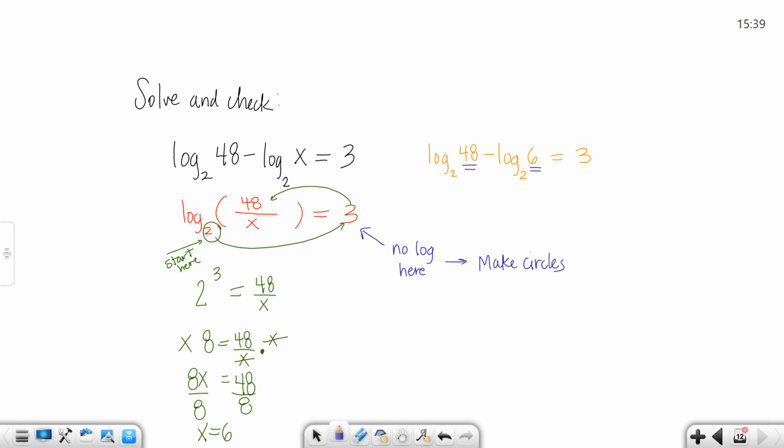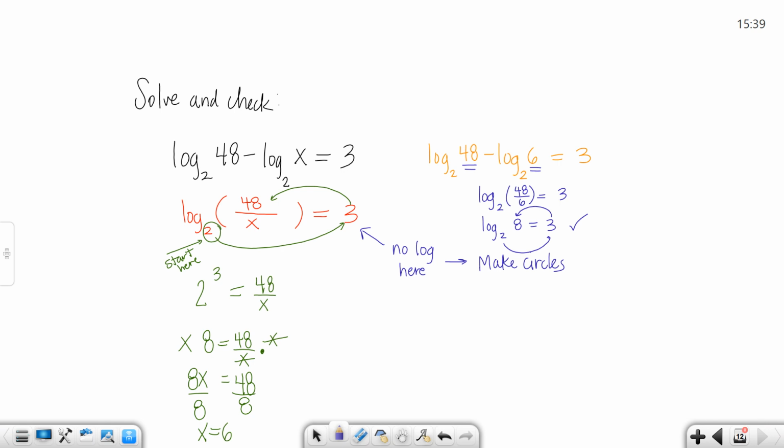If you're wanting to check it all the way out, remember your rule says, when you subtract the logs, you divide the terms. So here's how it would check. When you subtract the logs, you divide the terms. So that would be the log base 2 of 8. And when you made your circles, 2 to the third is 8. So that means it does work.